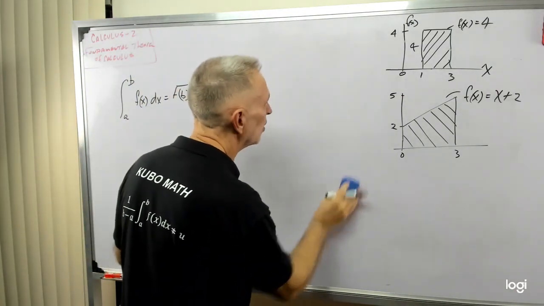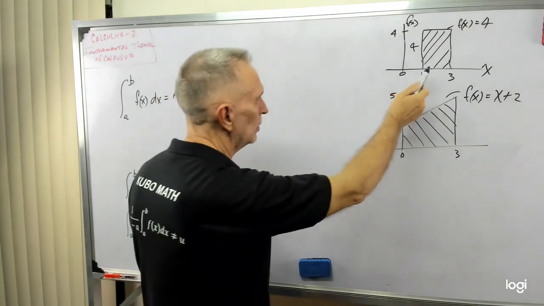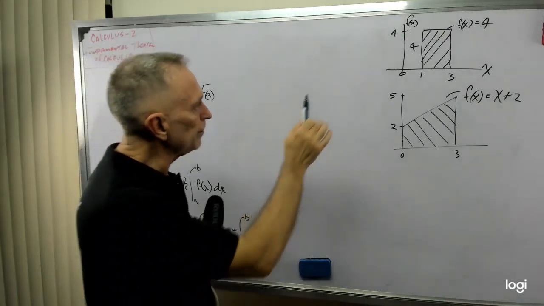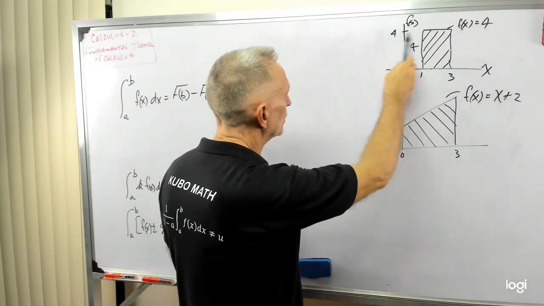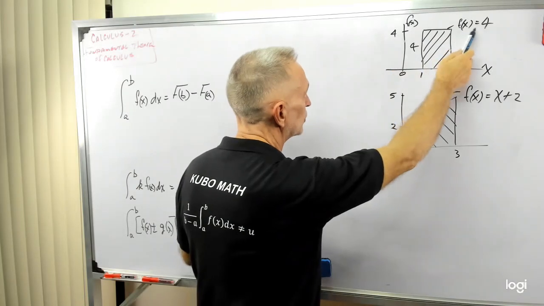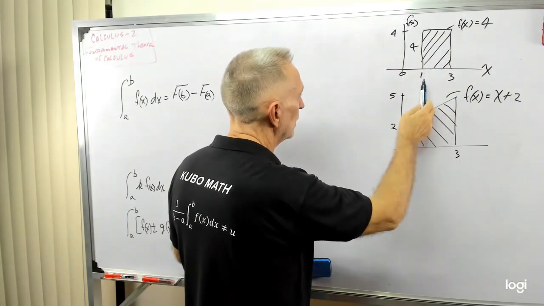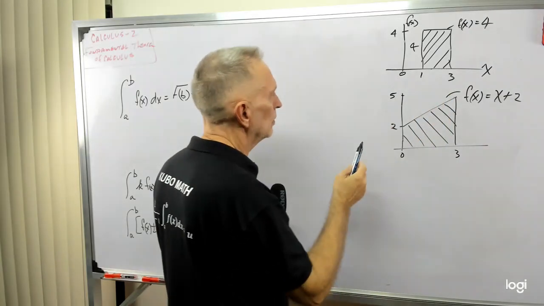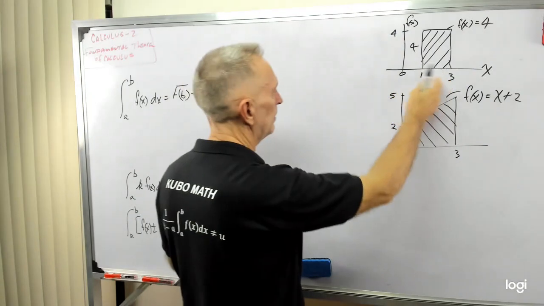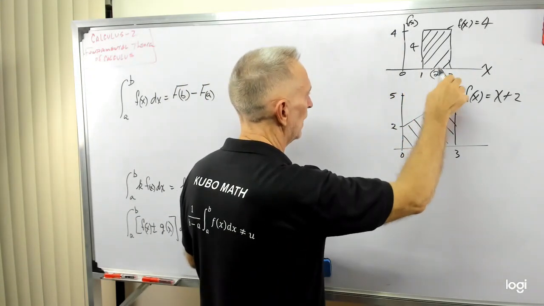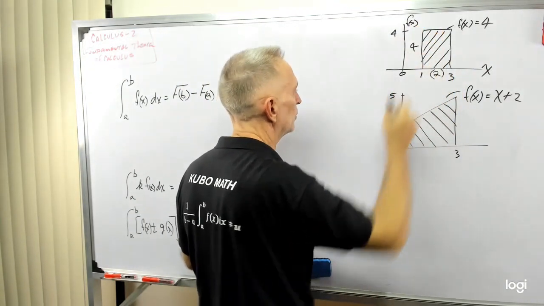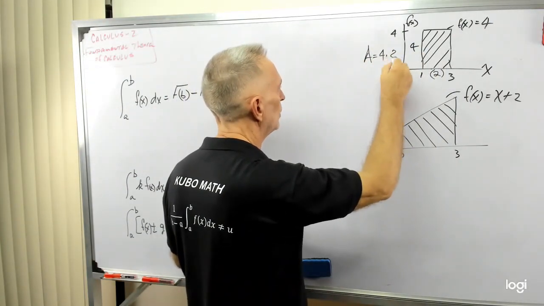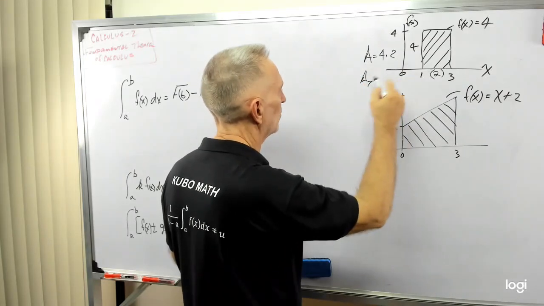So let's look at a few graphical representations of the area and see what we can do with it. You'll notice this function is f of x equals 4, and it's defined from x equals 1 to 3. Well, 3 minus 1 is 2, so the length of this side is 2. The height of it is 4. So one would think the area equals 4 times 2, so the area of that rectangle equals 8.